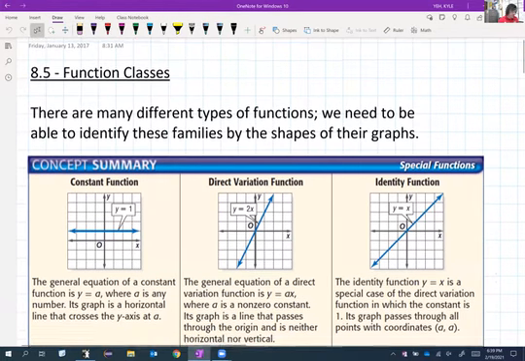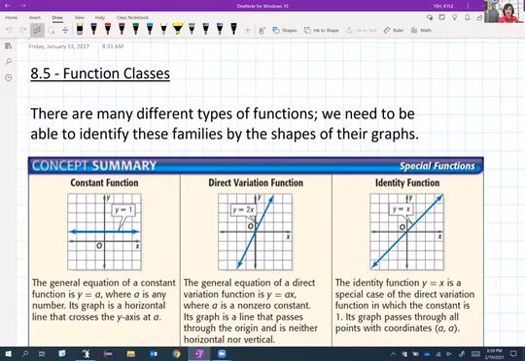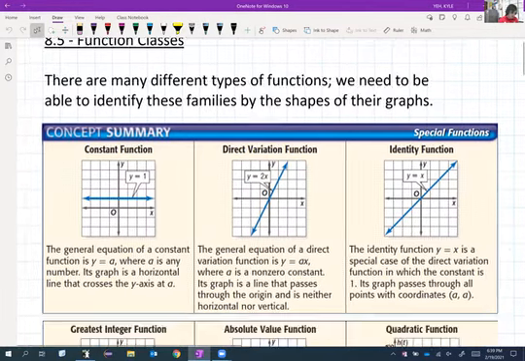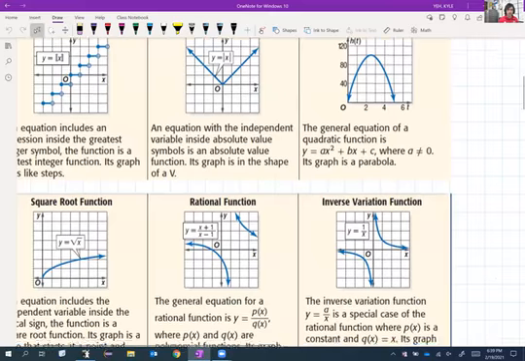So one of the things, and we've been working towards this all year, that we want to be able to do is when we look at a graph, we want to be able to say what kind of function it is. Or when we look at an equation, we want to be able to say, okay, so that's a quadratic, it's going to be a parabola. We need to know kind of what that graph looks like. So we have 9 functions here that we're going to look at.